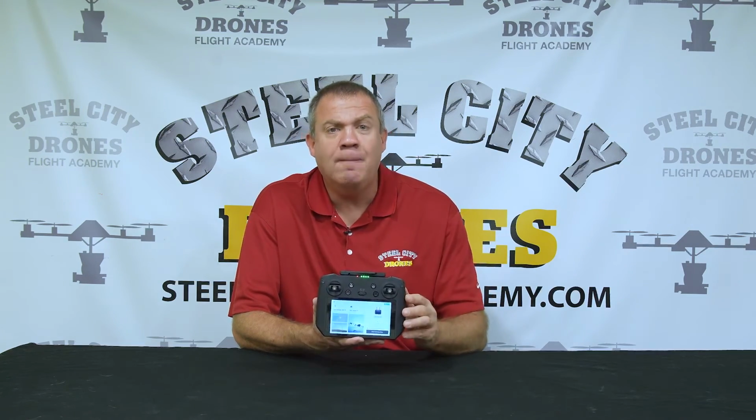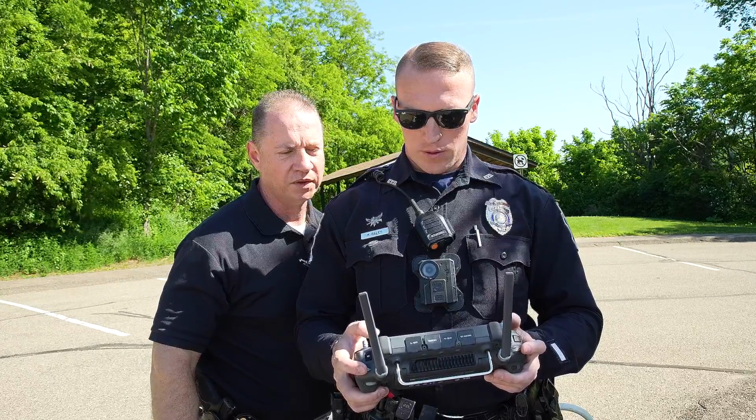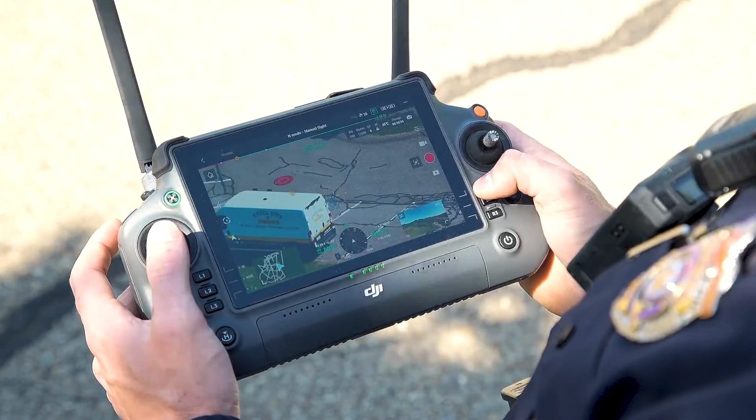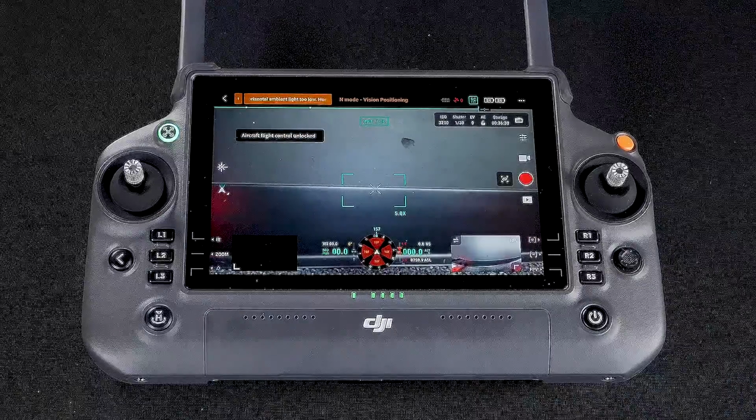So I'm hoping that materializes, and the same thing with the Matrice 300 that's going to be compatible. So that is really nice. It's a much better remote. In my opinion, it's the best remote that's out there. But again, its limitation is the brightness, just like this is.